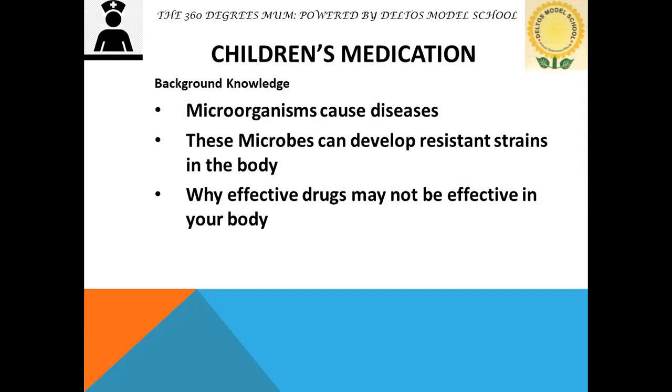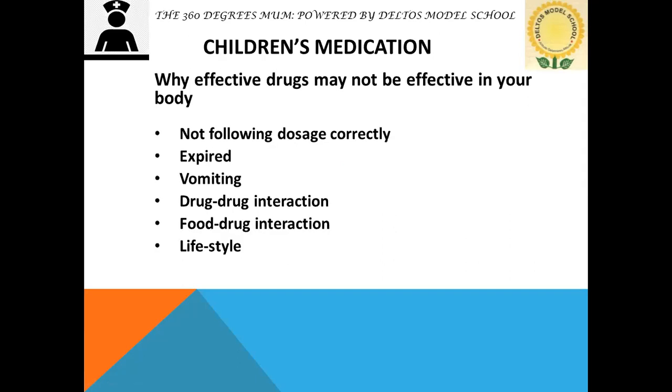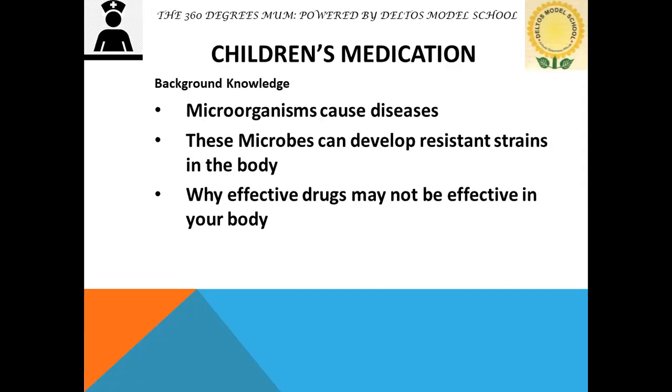They can develop resistant strains. That means they can be resistant to the drug you want to give them, or you are giving them, or you have given them before. Why may effective drugs not be effective in your body? We need to know this. Why is it that a drug that is generally known as effective is not working in your child's body? What could be the reason why the drugs are not working?